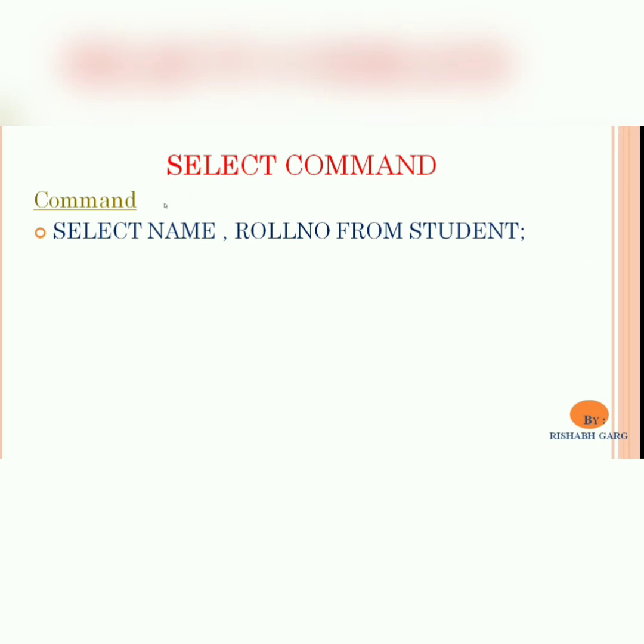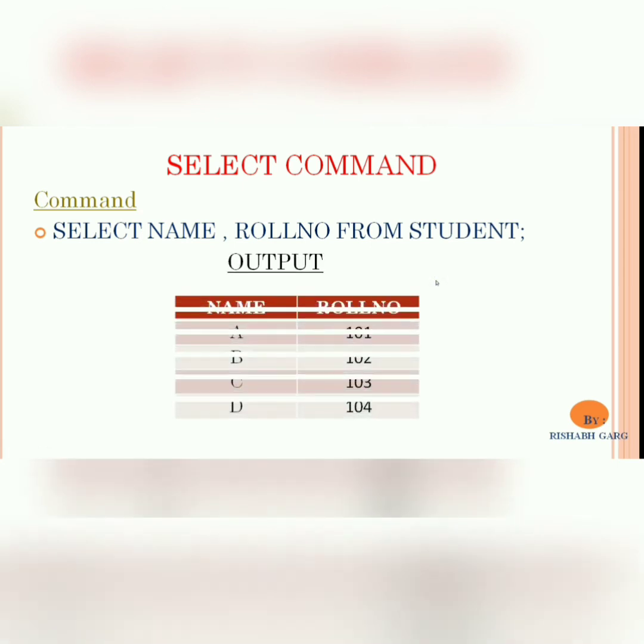When we execute this command, the following result will be displayed. First the name field will be displayed, and second the roll number field will be displayed. I hope it's clear to all of you.